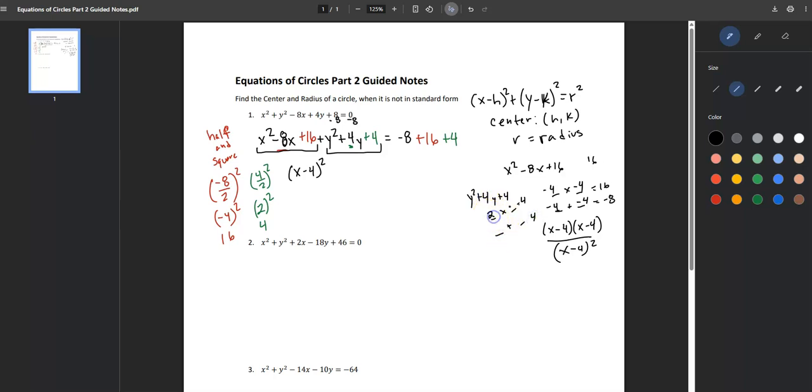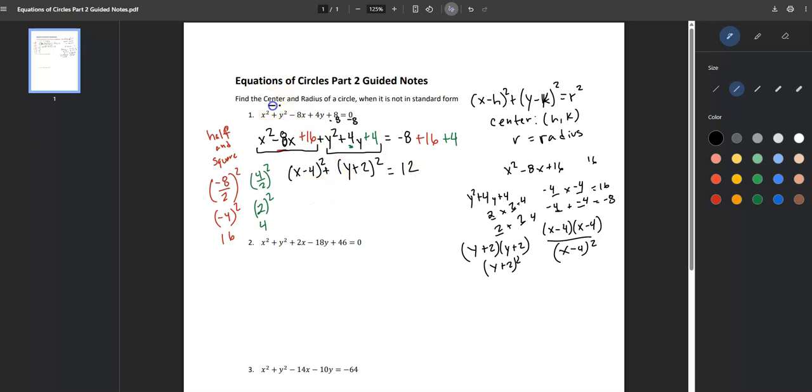So this would be 2 and 2. So that would be y plus 2 and y plus 2, and that would give me y plus 2 squared. So that's what I'm going to replace this with, is y plus 2 squared. And then I'm just going to add all this stuff together. So negative 8 plus 16 is positive 8, plus 4 is 12.